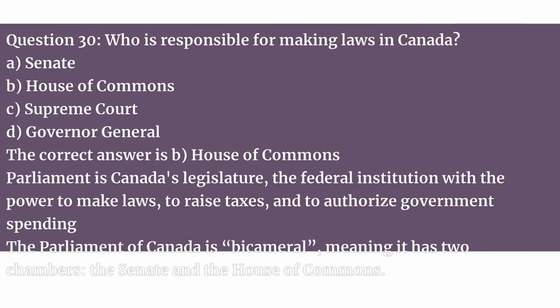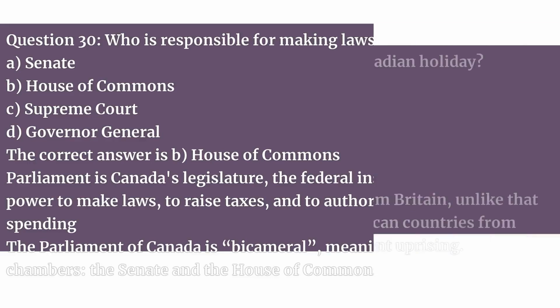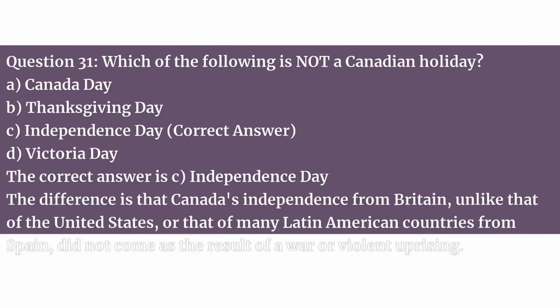Question 30. Who is responsible for making laws in Canada? A. Senate, B. House of Commons, C. Supreme Court, D. Governor General. The correct answer is B. House of Commons. Parliament is Canada's legislature, the federal institution with the power to make laws, to raise taxes, and to authorize government spending. The Parliament of Canada is bicameral, meaning it has two chambers, the Senate and the House of Commons.